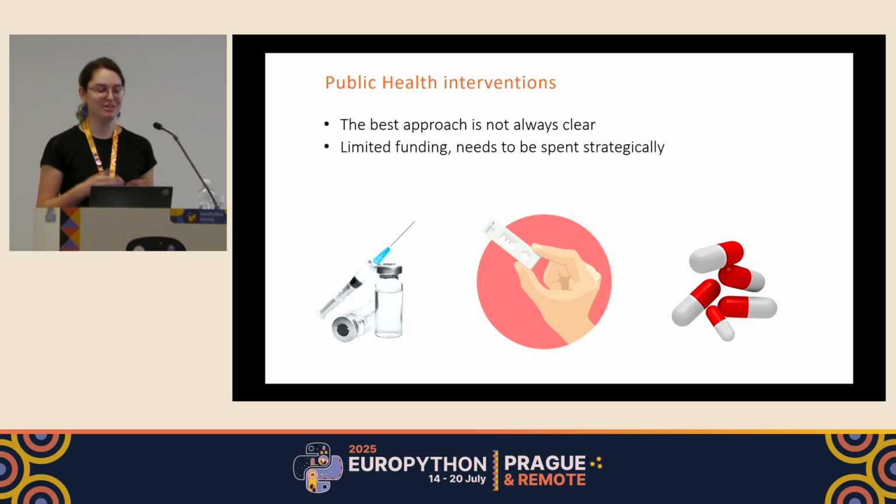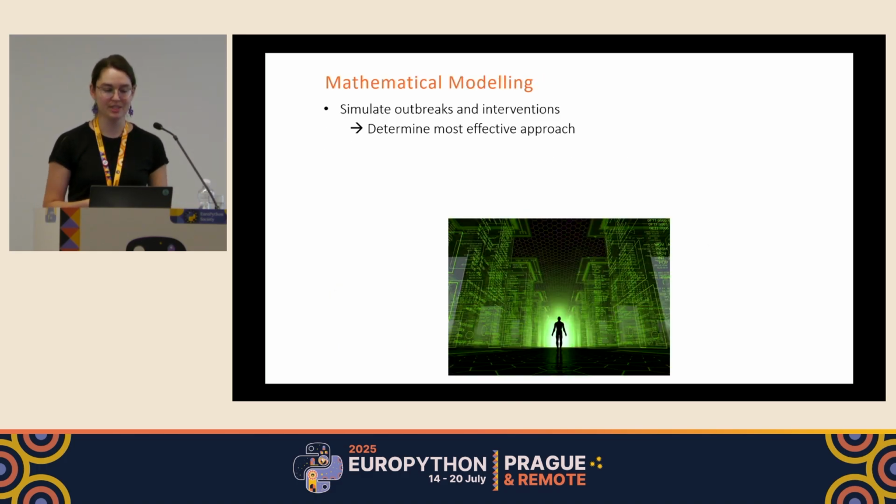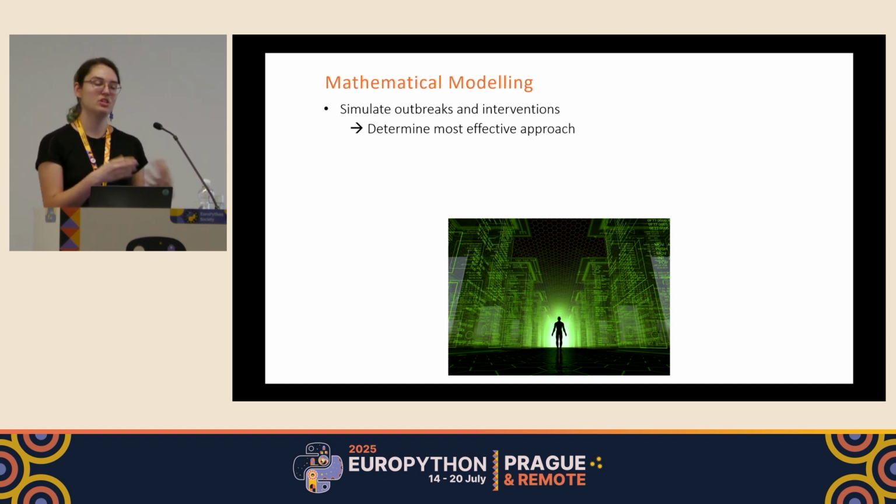There's also very limited funding, so it needs to be spent very strategically so that the funding that we do have has the maximum impact on health. This is why mathematical modeling tools are really useful for this. So we can use them to simulate outbreaks and then the interventions that we would put in place to stop those outbreaks from spreading further. This allows us to determine the most effective approach without actually having to try them out in the real world with real consequences.